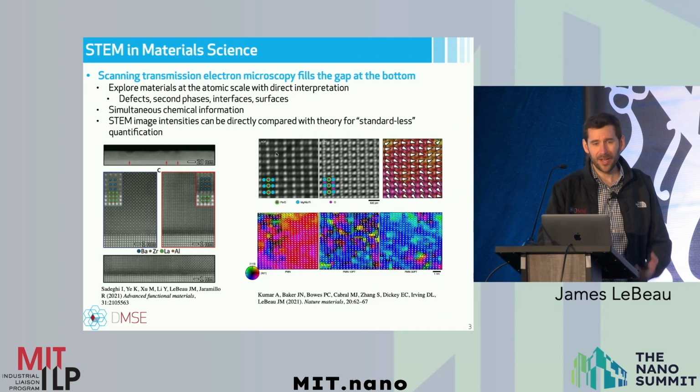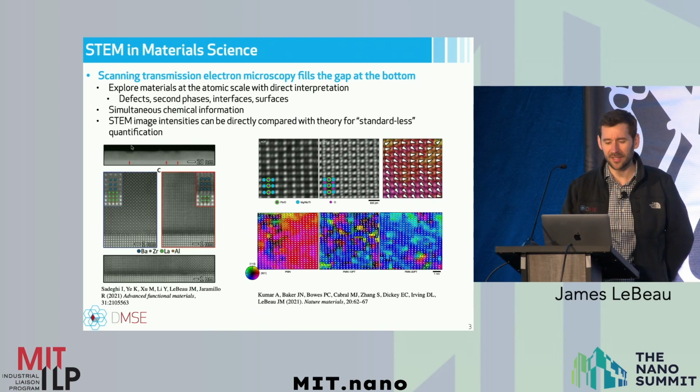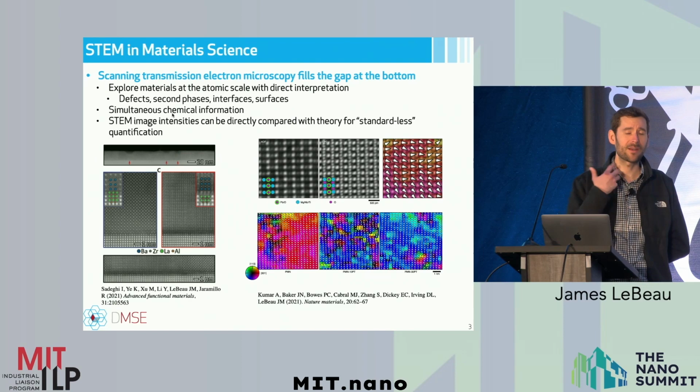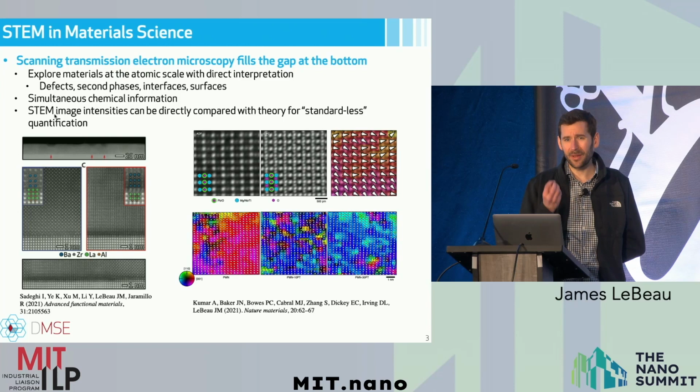That allows us to make direct insights into defects, second phases, the interfaces, surfaces of materials, all from a single tool, with simultaneous chemical information. How are the atoms bonded to each other? We can get that information out with electron microscopy. And even the STEM image intensities can be quantitatively predicted and compared with our experiments to lead to even further insights into what we see from these images.